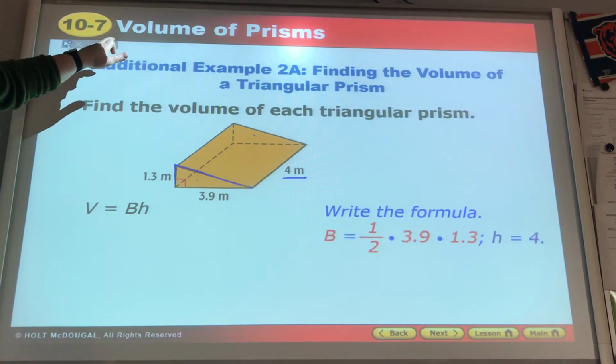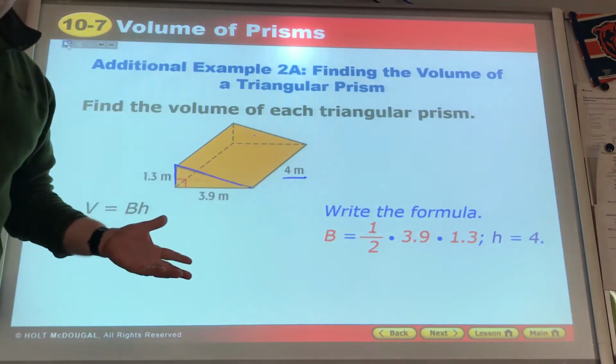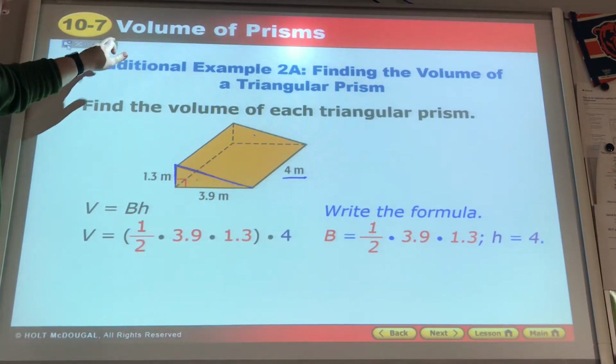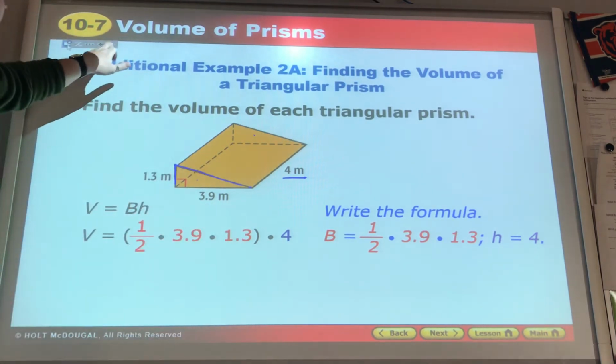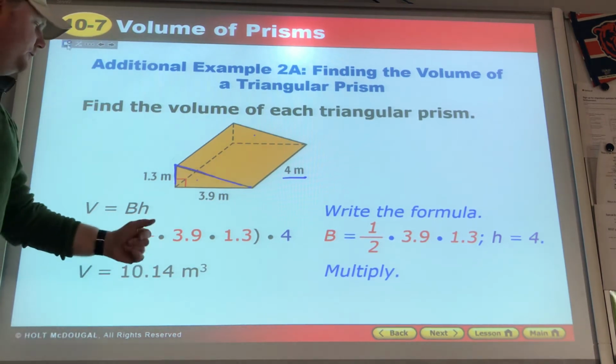All right. So there it is. Multiplying by 1/2 or dividing by 2 is the same thing. 1/2 times 3.9 times 1.3 times 4. That's what we had. When we do the multiplication out, you get 10.14.